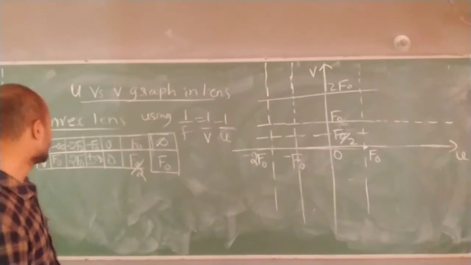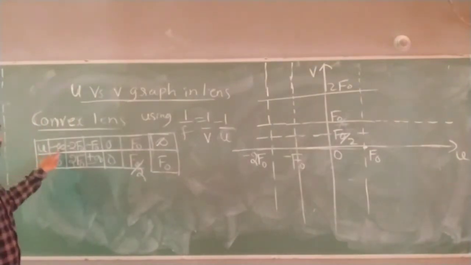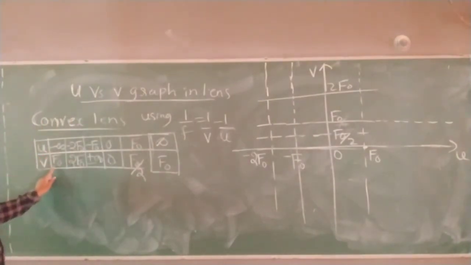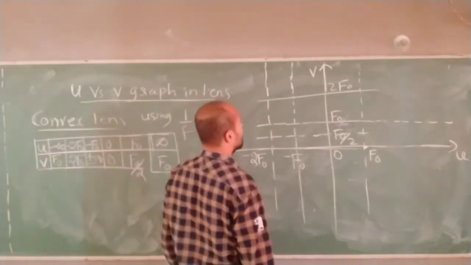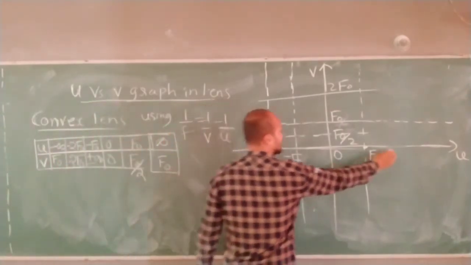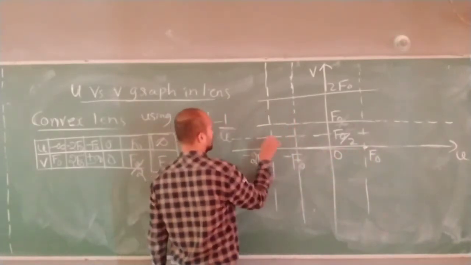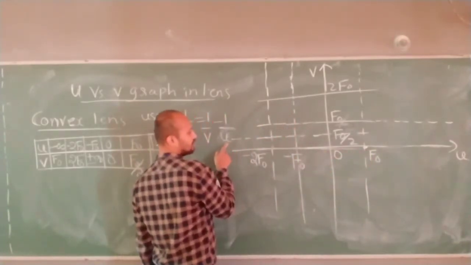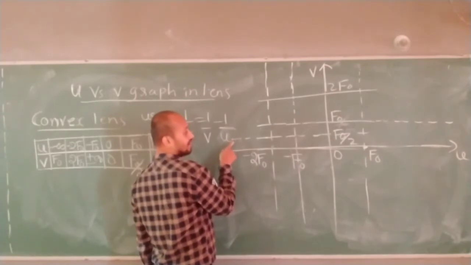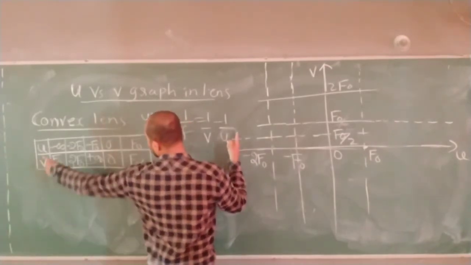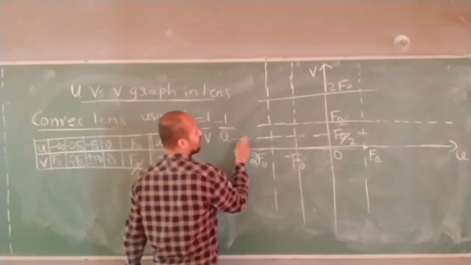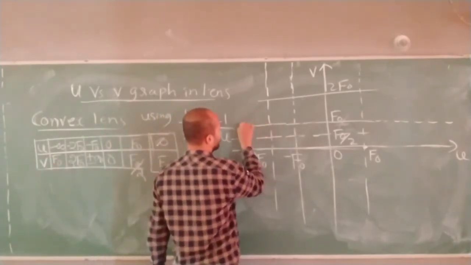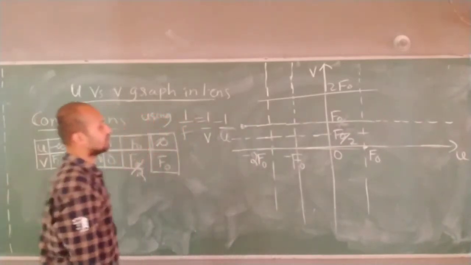Correct now? When object is at minus infinity, image distance is at f0. When object is at minus infinity, this is object distance. Minus infinity means somewhere here. When minus infinity, what is that? The image is at f0. So I will consider this point. This is one point.